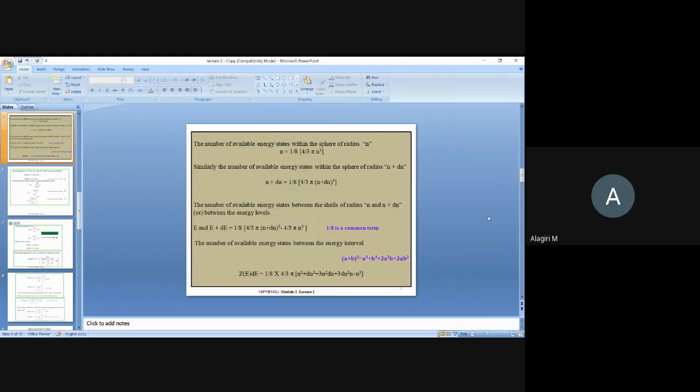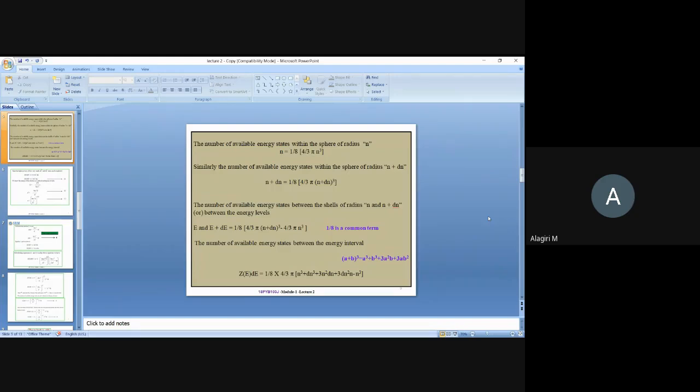So Z of E into dE will be equal to 1 by 8 into 4 by 3 into pi into, now we apply the formula on n plus dn whole cube. We know that a plus b whole cube is equal to a cube plus b cube plus 3a square b plus 3ab square. After applying the formula, the equation becomes 1 by 8 into 4 by 3 pi into n cube plus 3n square dn plus 3dn square n minus n cube.